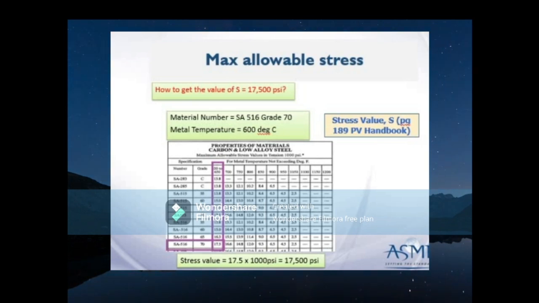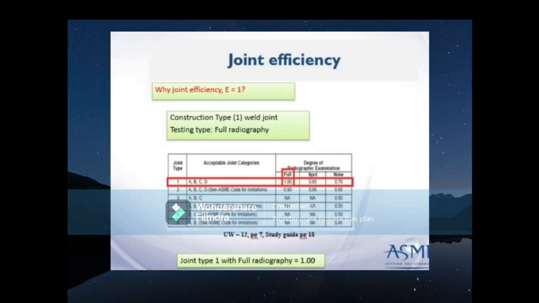Maximum allowable stress. Stress value, S, PG 191, PV Handbook. The maximum allowable stress values to be used in the calculation of the vessel's wall thickness are given in the ASME code for many different materials. Refer to example 3. Material type SA516, GR70, and operating temperature at 600 F. Stress value equals 17.5 times 1000 psi, equals 17,500 psi.